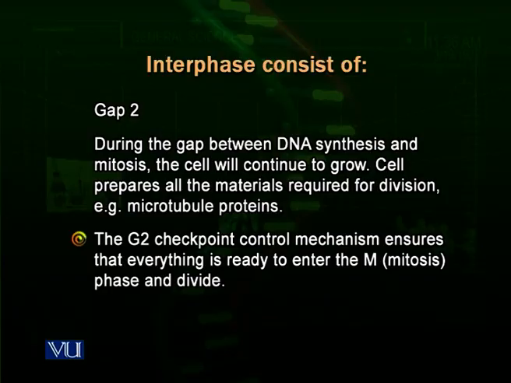There is a G2 checkpoint which checks whether all the materials required for the M phase are complete or not. If they are complete, the checkpoint allows the cell to go ahead towards mitosis or the division. If they are not complete, then the control mechanism stops the cell there and the cell has to remake all of its materials. When it completes, the cell enters into the M or mitosis phase.